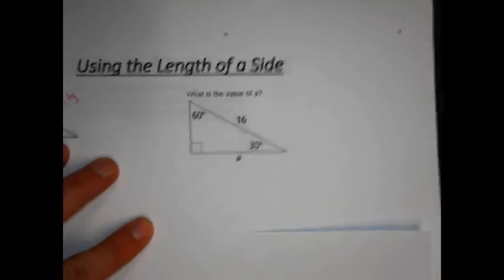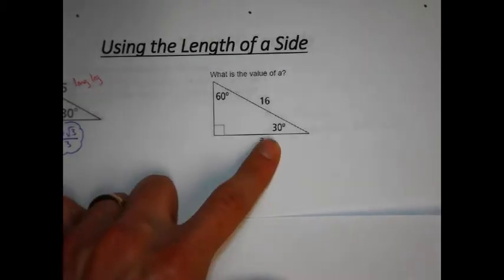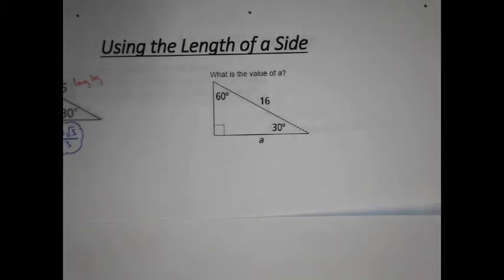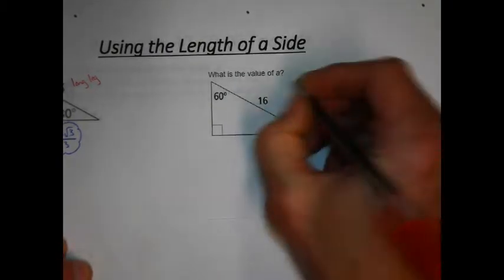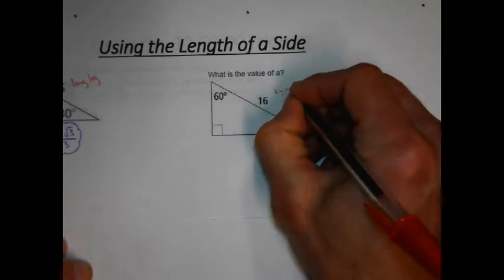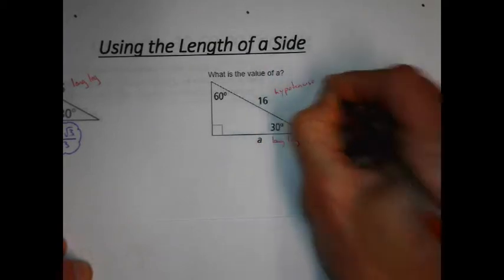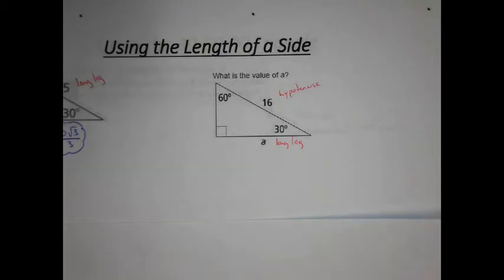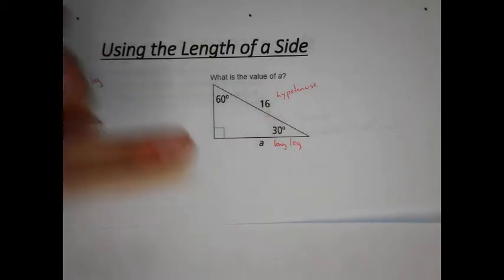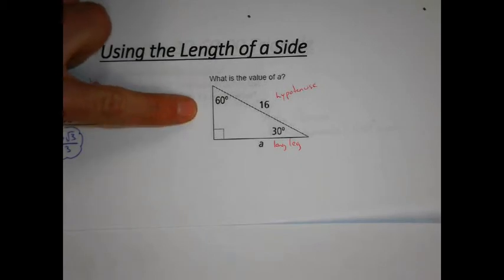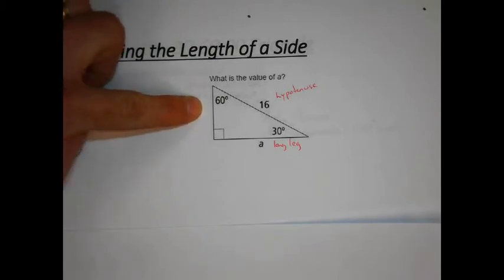Next question. What is the value of A? Well, here's our A. Is it the short leg, long leg? What the heck are we looking for? Hopefully you know we are looking for the long leg. What do we have given? We have the hypotenuse. So the hypotenuse is 16. What do we know then? If we know the hypotenuse, guess what we know? We know the short leg. Because remember, the short leg is half of the hypotenuse.